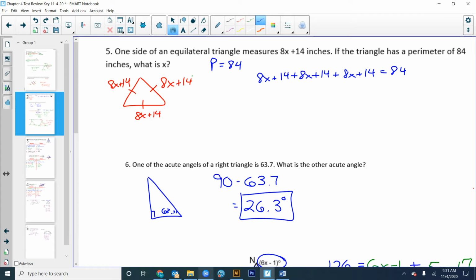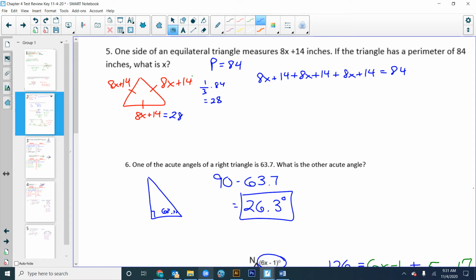What'd you get, Jake? 28. A third of 84 is 28. What does that mean? You take 84 and divide it into 3 equal parts, and it's 28. Cool. Each side is 28. So could you have set 8x plus 14 equal to 28? Yeah.